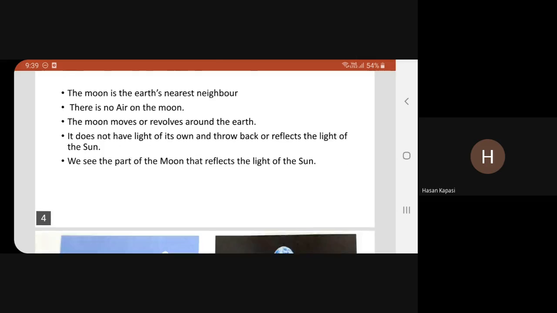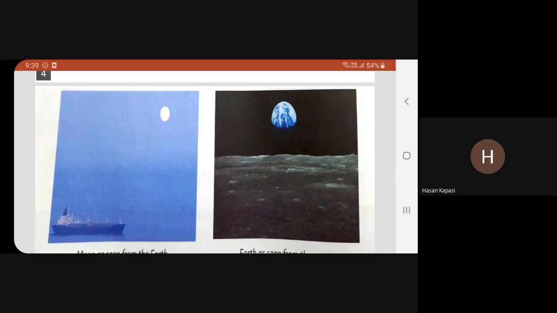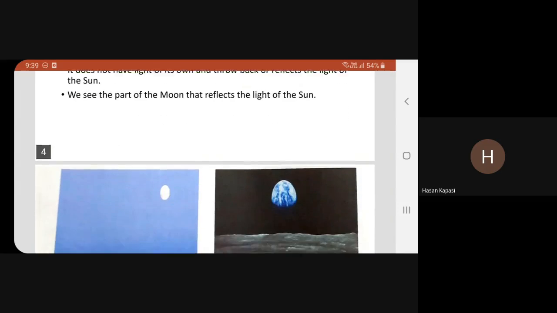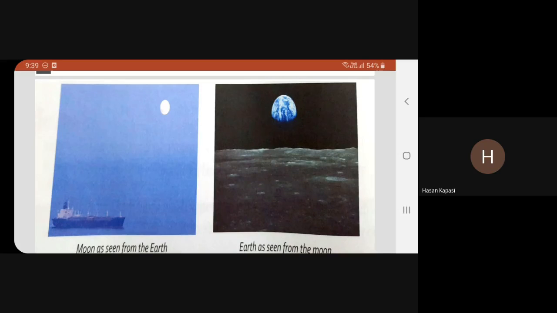Now we have to learn about the moon. What is the name of the new topic? The moon. So in the moon, we have to remember that the moon is the earth's nearest neighbor. This we know very well, correct? Now the other thing is that there is no air present on the moon.